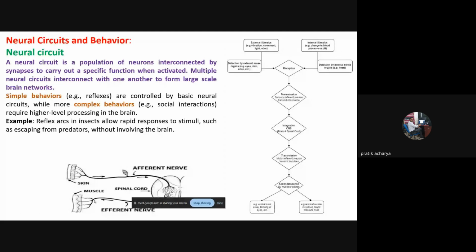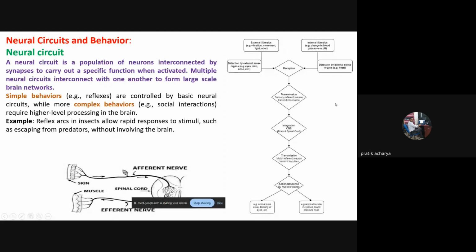When we are talking about simple behavior, a very simple circuit is used, that is the reflex arc. We all know that the reflex arc is a simple circuit which is essential for immediate behavior. If we have certain stimuli that we have to act against immediately, then only we use a very simple circuit. But for complex processes, the right side diagram is there for complex behavior.